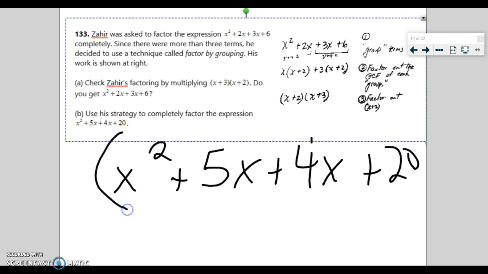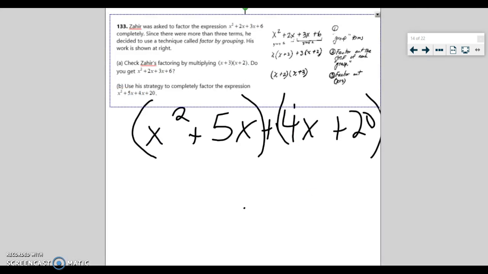I'm going to put parentheses here and here so that you can see the groups. I'm going to look at this question and figure out the greatest common factor. The greatest common factor in this question is x. Then I'm left with x plus 5.